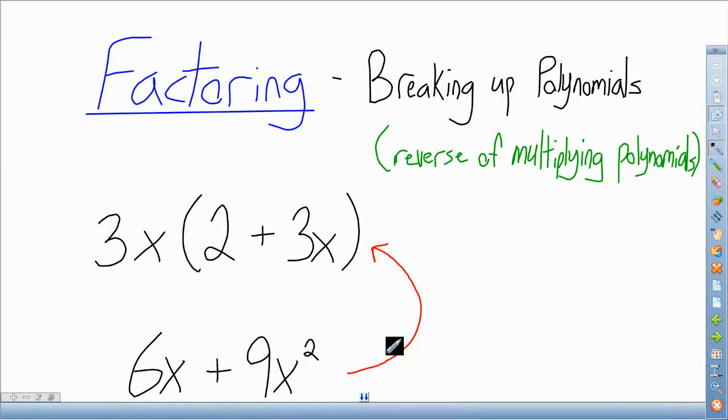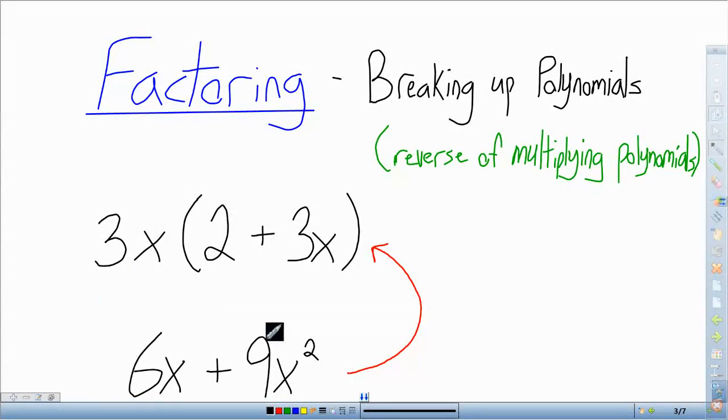If you guys notice, when we factored, and this is using the same stuff, factoring is really breaking up polynomials, or another way of thinking of it, it's just the reverse of multiplying the polynomials. All right, you don't necessarily need to copy this slide, though. It wouldn't be a terrible idea.